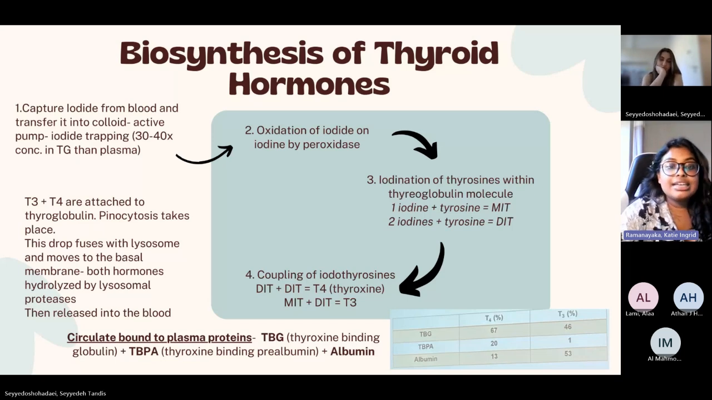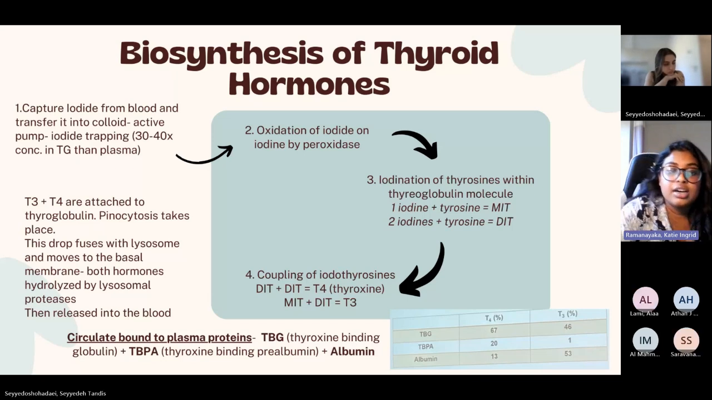When it's in the blood, it always travels bound to a plasma protein. You have three different types that you're supposed to know: thyroxine binding globulin, thyroxine binding prealbumin, and albumin. You're supposed to know the percentages of the different bound plasma proteins because that was asked. There was a question that asked us that. Okay, next slide, please, Candice.